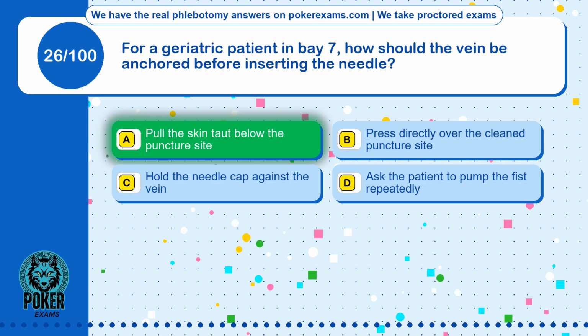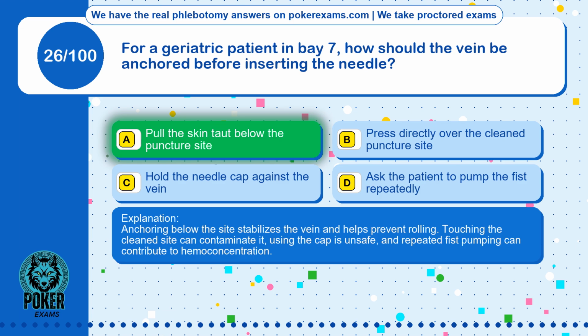The correct answer is option A. Pull the skin taut below the puncture site. Anchoring below the site stabilizes the vein and helps prevent rolling. Touching the cleaned site can contaminate it, using the cap is unsafe, and repeated fist pumping can contribute to hemoconcentration.